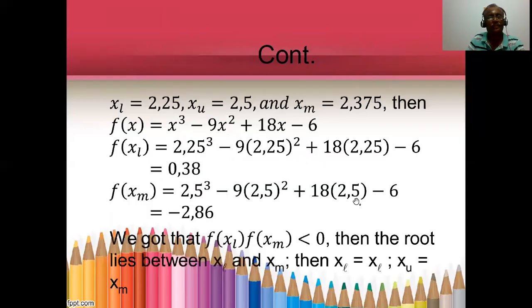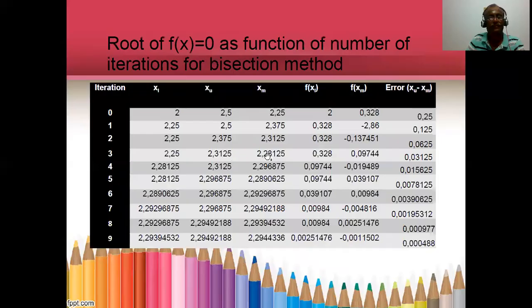which is 2.375. Continuing in this manner, we verify whether the root is between 2.25 and 2.375 or 2.375 and 2.5. For this, we find the sign change. f of xl is 0.38 and f of xm is negative, minus 2.38. So the root is between 2.25 and 2.375. Continuing in this way, we repeat the process for 9 steps.